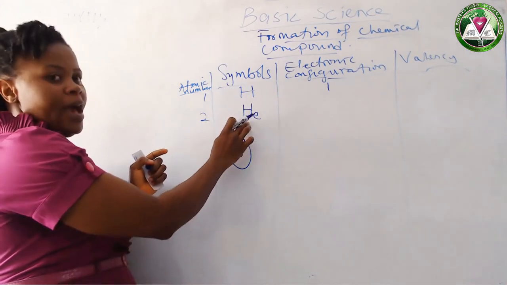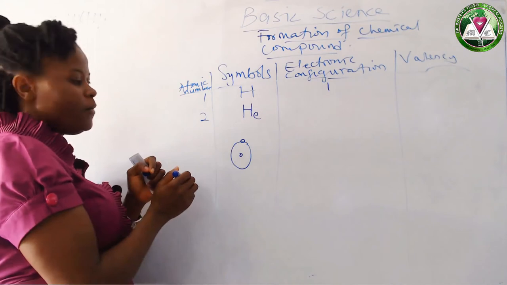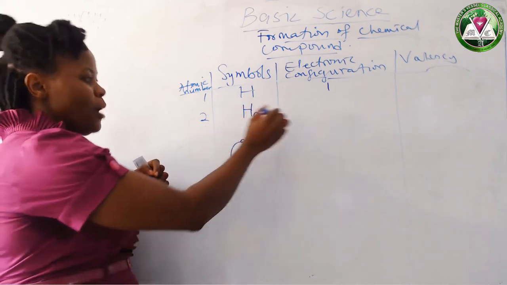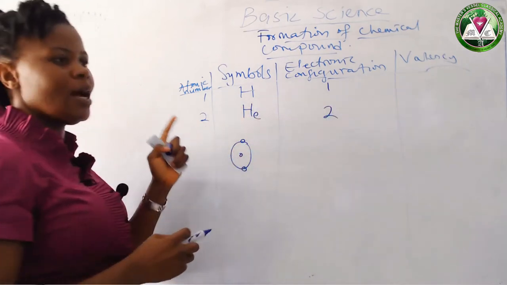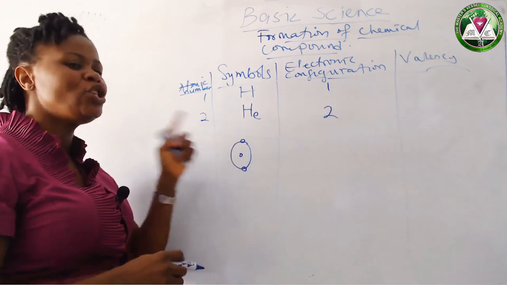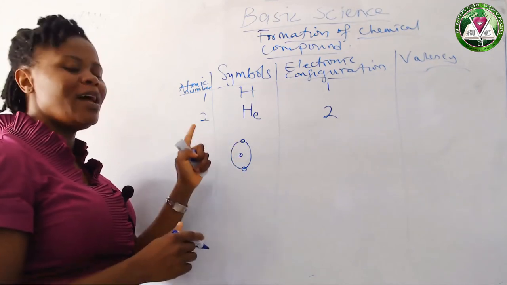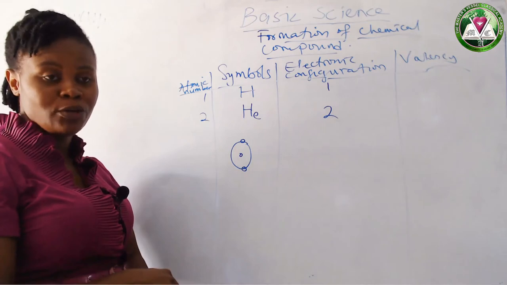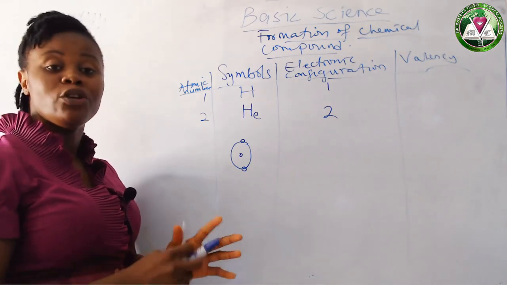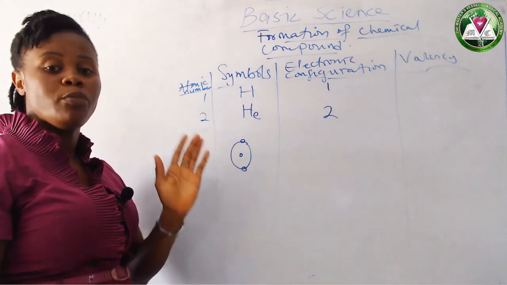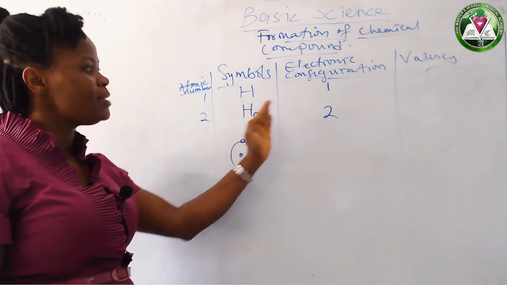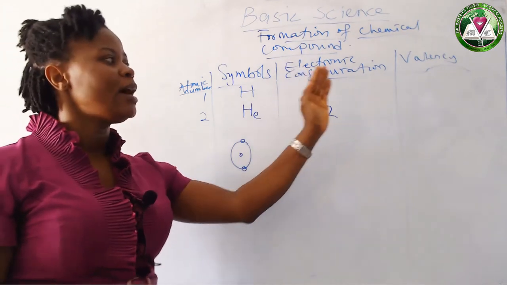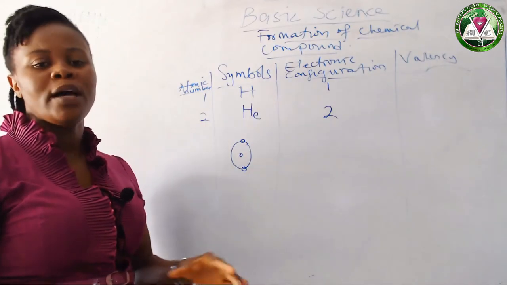Helium is He. And then the structure of helium is this way, 1, 2. We'll write the two electrons. What are we writing out? The electrons in each shell. We'll count the number of electrons in each shell, then we'll write them out. That's what we'll call the electronic configuration. The other way we can write electronic configuration is using SPDF orbitals, but we are not going there. At this level, I want us to use this pattern of electronic configuration so we can quickly get our valency and form our chemical compounds.